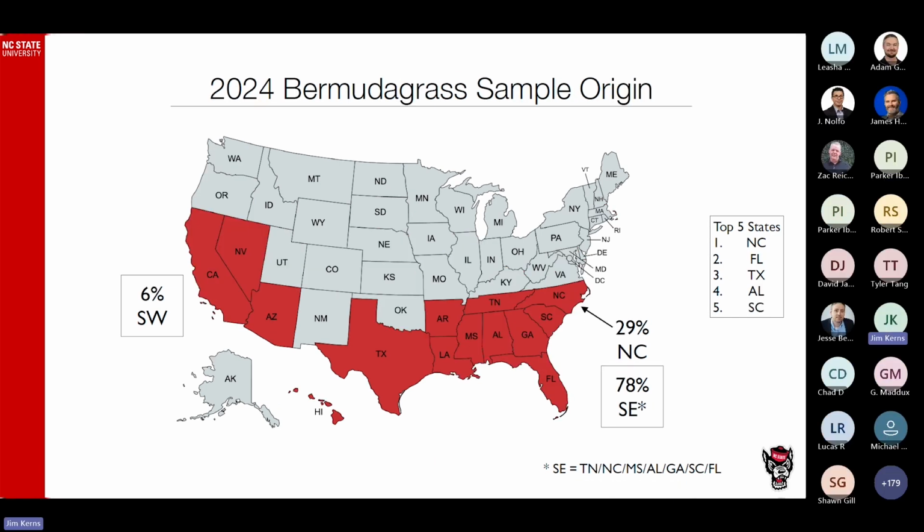So Bermuda grass, you see where we're getting those, right? Makes perfect sense. Kind of that line here in the southeast, and then 6% from out in the southwest as well. So we're seeing these trends all over the place.